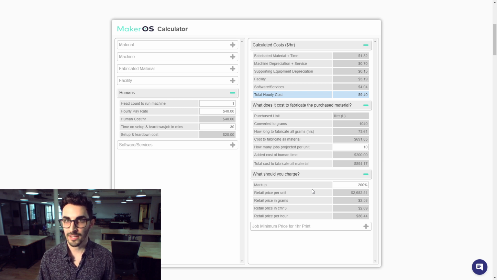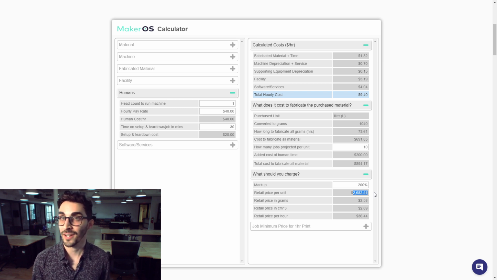So let's take a step back for a second and let's look at what we just did. What we just did are two things. We figured out what it costs to fabricate 1 liter of material for your SLA machine, and that number is $894.17. Given all those things I mentioned about markup and value, we can have a 200% markup, which means that the output that you can have, what is the actual value of that 1 liter of material, is actually $2,682.51. That is the value of that 1 liter of material.